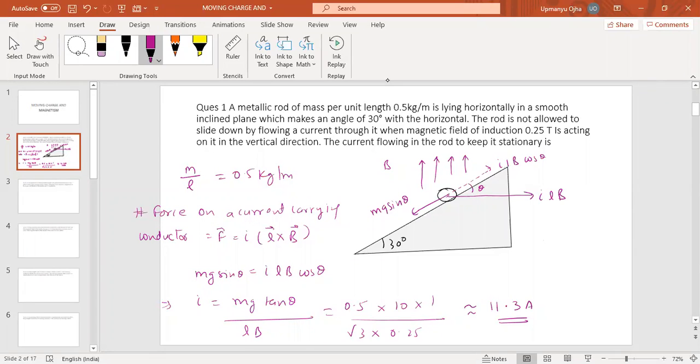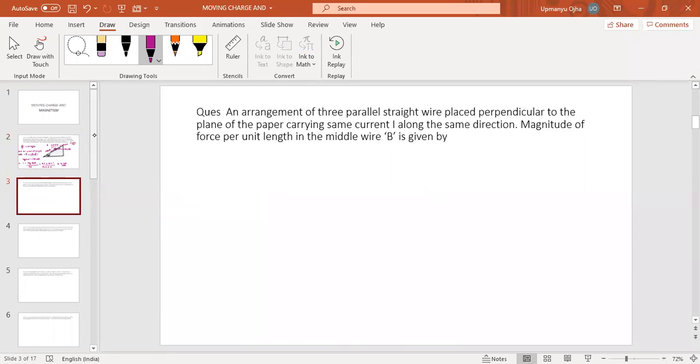Okay, fine. So that is the answer for the first problem. I think this was asked in NEET 2018. Fine. Now question number 2.